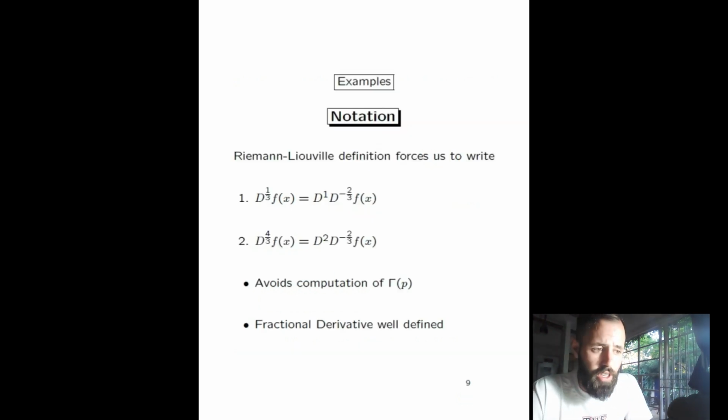Just a little bit about notation. If we write the 1/3 derivative of f, we are forced by the Riemann-Liouville definition of the derivative operator to first apply the non-integer order integration to the function, and then apply the integer order derivative. A negative exponent on the derivative operator corresponds to integration. It's also interesting because it avoids the computation of gamma p, where p could be a pole of an analytic continuation of the gamma function, which then makes our fractional derivative a well-defined operator.